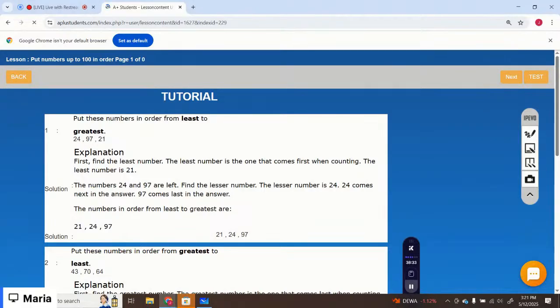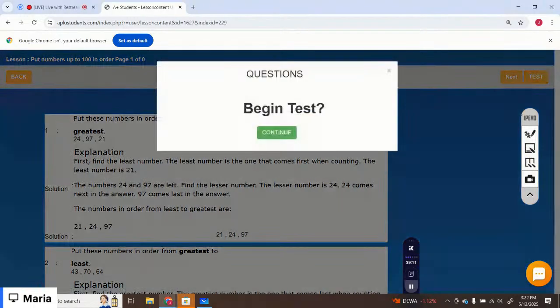So look at the first example. Put these numbers in order from least to greatest: 24, 91, and 21. We need to write the least one. The first number would be the smallest one. So 24, 91, 21. 9 is greater. So just look at 24 and 21. The tens digit is same. When you look at the ones digits, the 1 is smaller than 4. That means the first one would be 21. Then you have 24. And then the last one would be 91. Let's just start with the test questions.